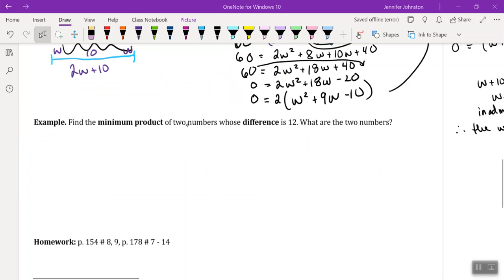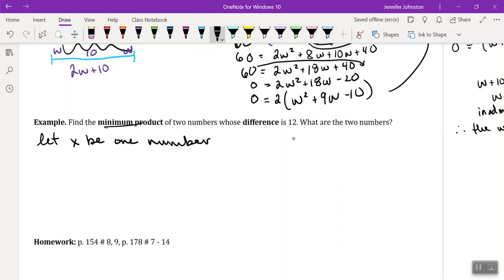Alright, so find the minimum product. So minimum means complete the square, of two numbers whose difference is 12. Okay, what are the two numbers? So let's say let x be one number, and then off this side we're going to find our difference. So x minus y, let's just pretend y is the other number for a second, is equal to 12.